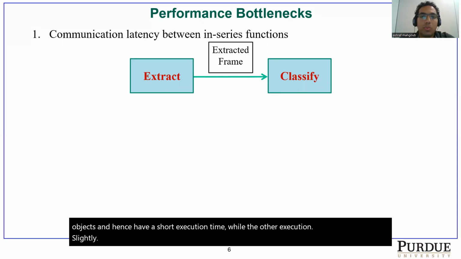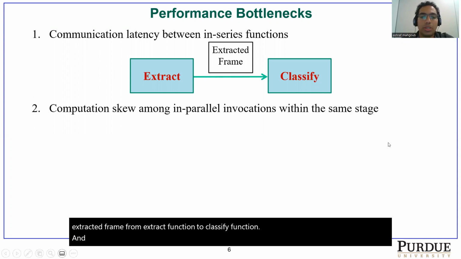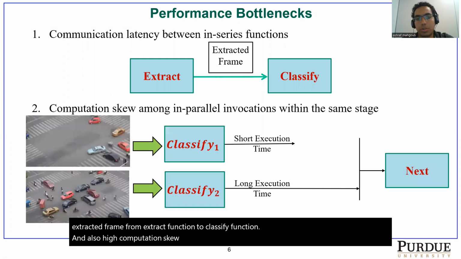We identify 2 performance bottlenecks due to running each function in a separate VM. The first is high communication latency between in-series functions, for example, when we pass the extracted frame from the extract function to the classify function. The second is high computation skew among in-parallel invocations. For that, consider this example of 2 parallel classify invocations.